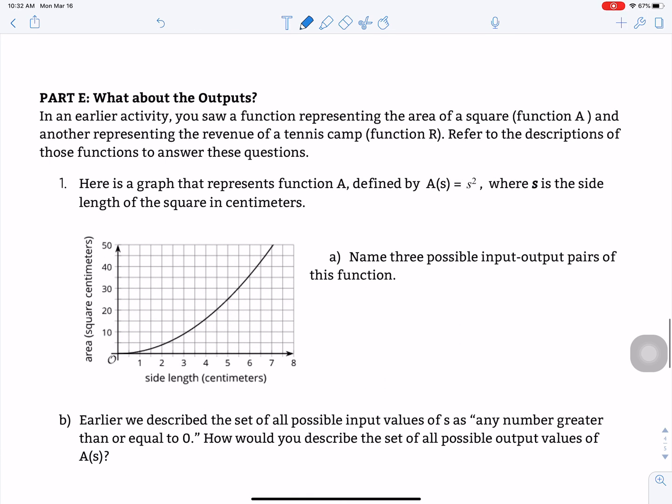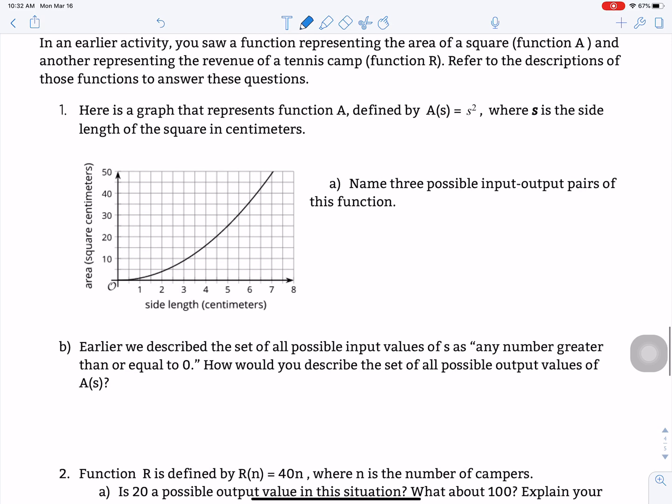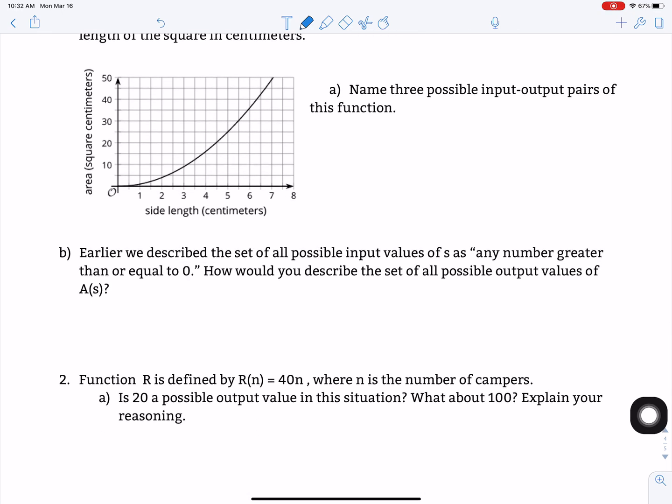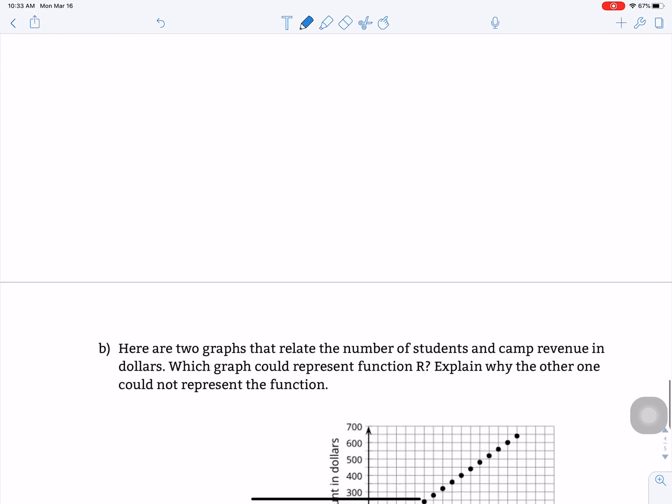When we get down here to E, now we're looking at the same functions, and we're starting to look at whether or not certain outputs would be available. We start with a graph, and we're looking at listing off some pairs from the graph. That's something you should easily be able to do. And then when we get down here, we're going to talk about output values. If we are looking at our side length function, if all of our input values are going to be a number that's positive, our output values are going to have to be a positive number greater than 0. It can't include 0 because, again, we said that you could not have a side length of 0.